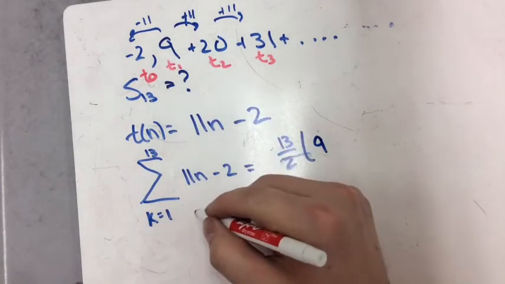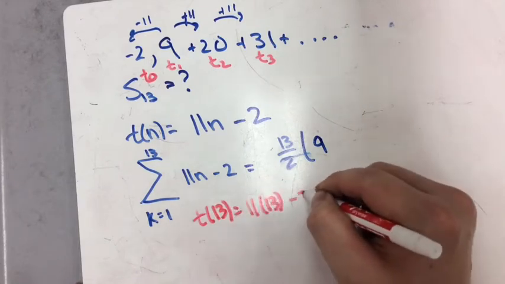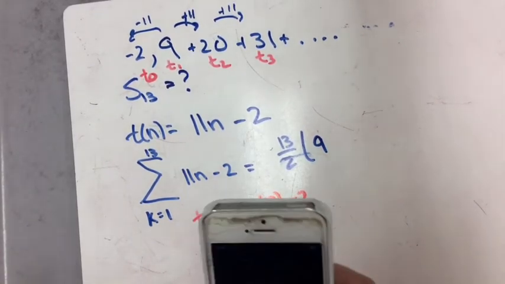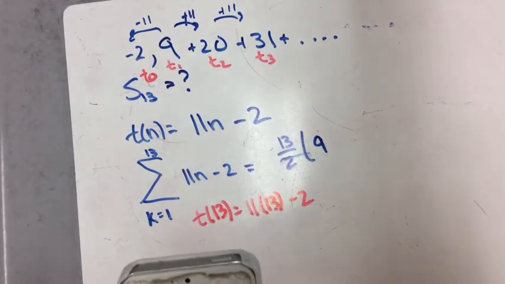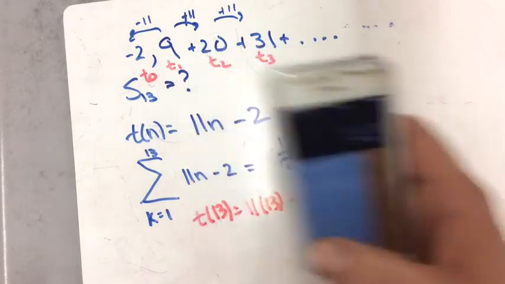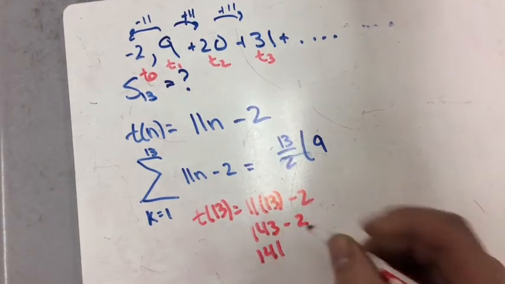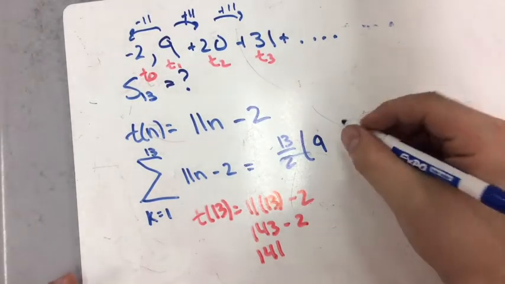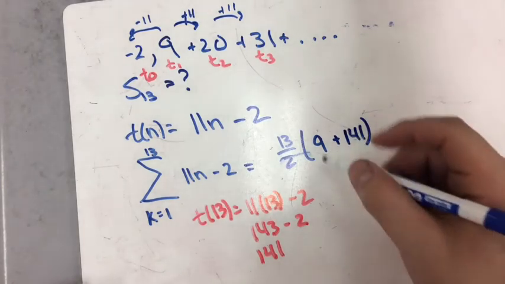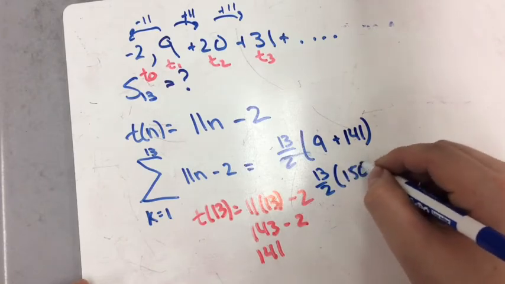So down here I'm going to do t of 13 equals 11 times 13 minus 2. Going to need a calculator for that. Okay, so 11 times 13 is 143. 143 minus 2 equals 141. Okay, so I'm going to put in right here 141. And it seems we have 150. So 13 divided by 2 times 150.